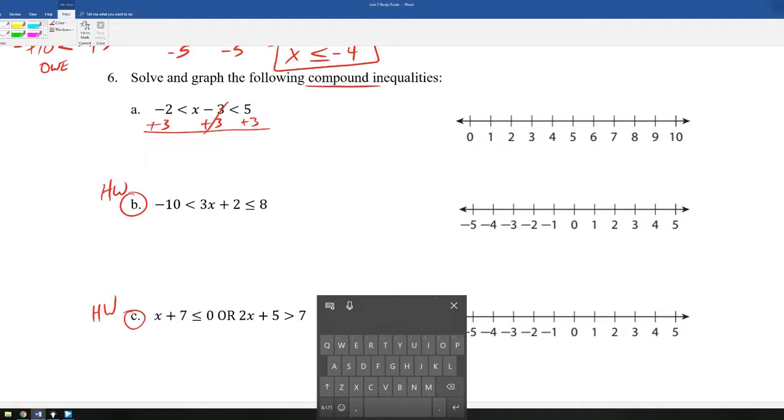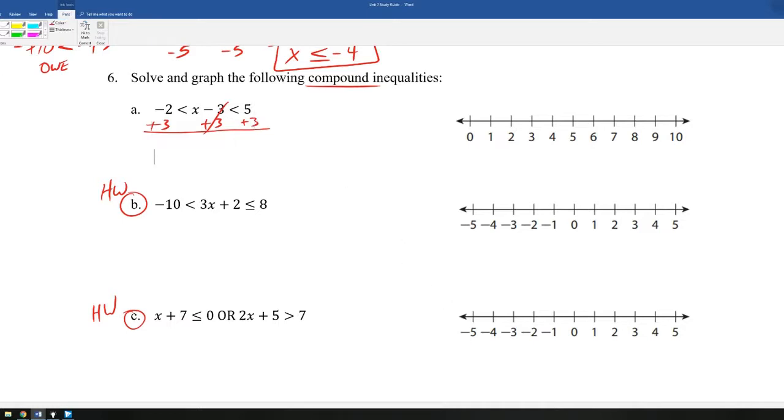1 is the loneliest number. All right, there we go. Come on, pen. There we go. And x is all by himself finally. 5 plus 3, it's 8. So this would be our solution for this problem.